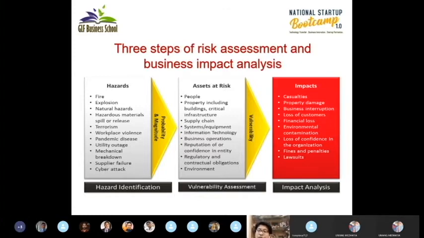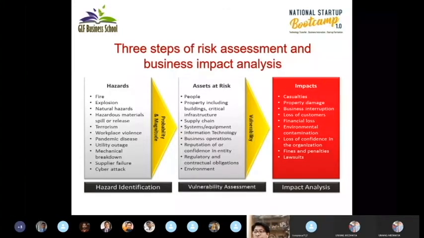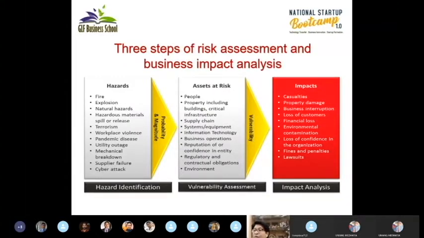Step three is analysis of the impact. This is the last step, and consists of figuring out what type of harm could be done to the company assets. For example, the company could lose money in a legal case if a person gets injured. It could be fined for being out of compliance with regulations, or it might suffer a loss of customers after, say, a cyber attack that steals personal information from a sales database.